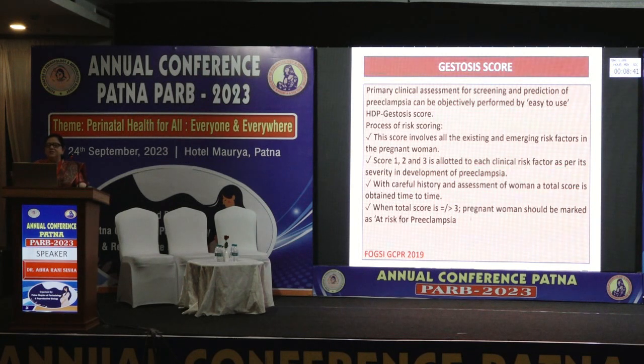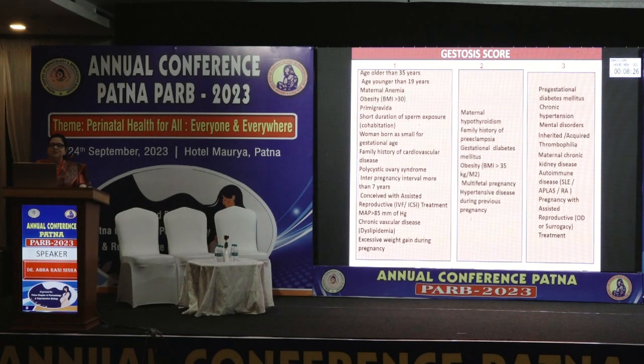So there are 3 scores for every clinical risk factor, depending on the history or on the examination: 1, 2, 3. And when the total score is more than 3, then the woman should be marked as at risk for preeclampsia. This is a very busy slide where we can see the gestosis score according to the history or according to the findings.